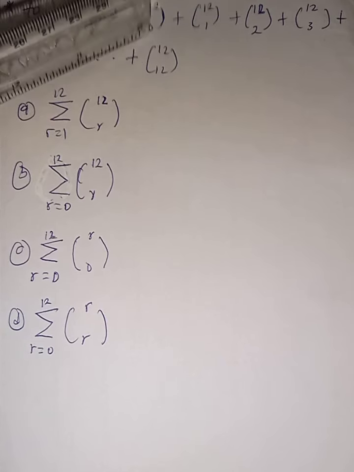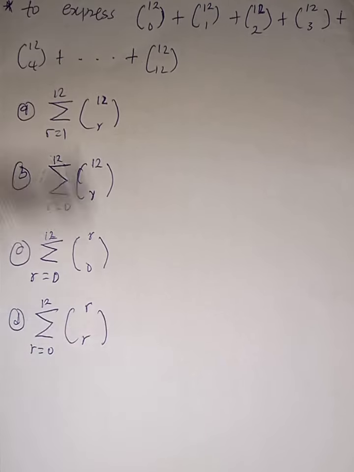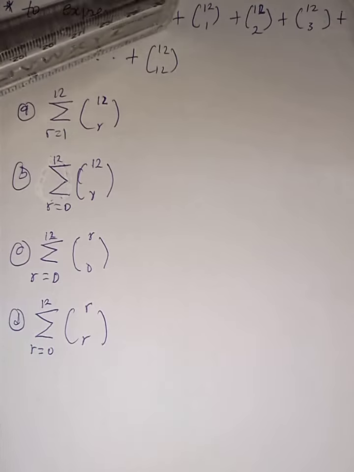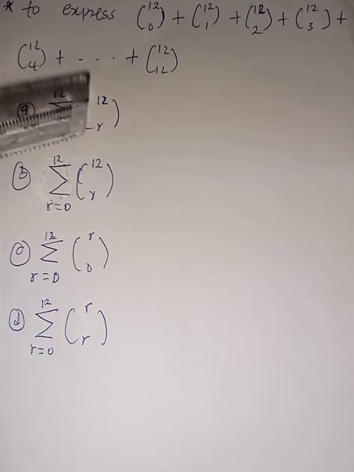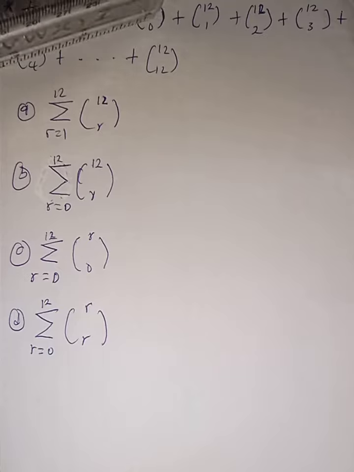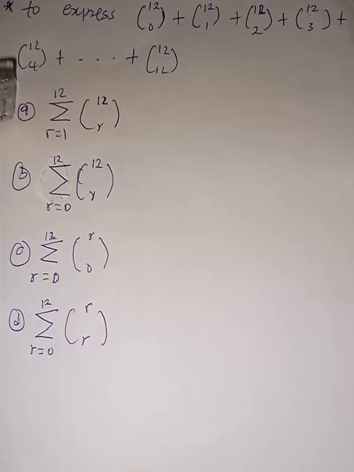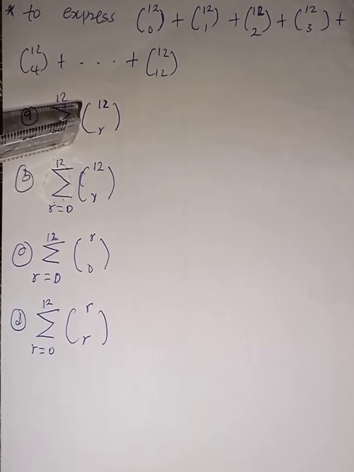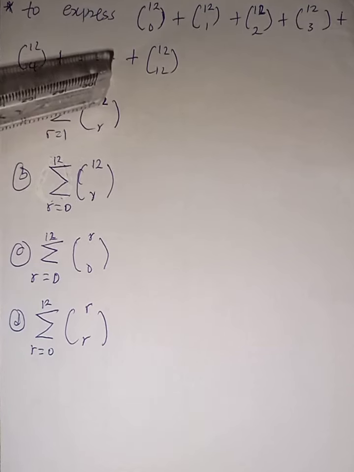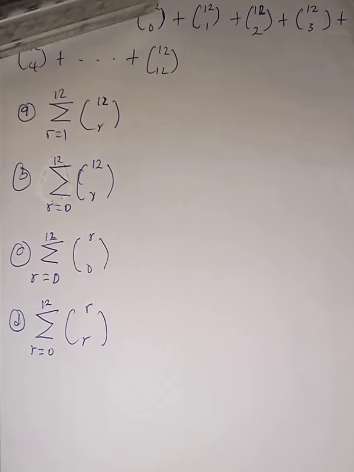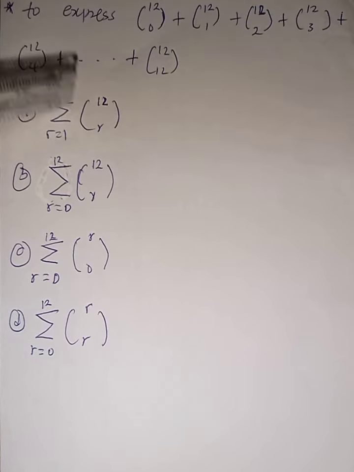So if you want to get the answer to this one, you get it from the option. Check the option that will correspond to this series. Let's say we have the first one is 12 combination 0, 12 combination 1, 12 combination 2, and so on. So let's check this first option. At r equals 1, that is the first value of the series, we're going to have 12 combination 1, but this one is 12 combination 0. That means this option is not correct.